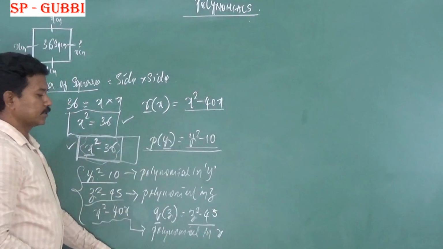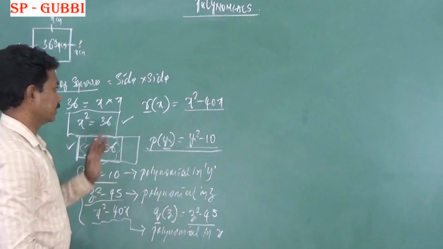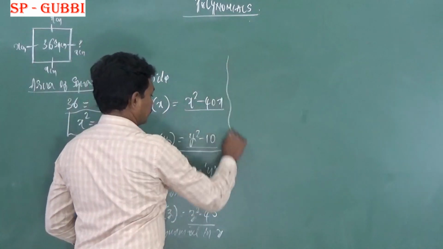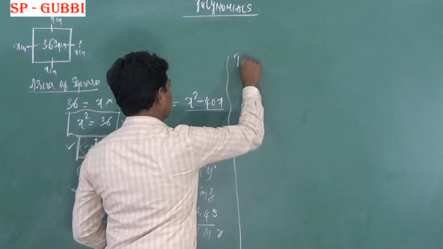These are all called binomials, right? We will go with another type of polynomials, that is trinomials.